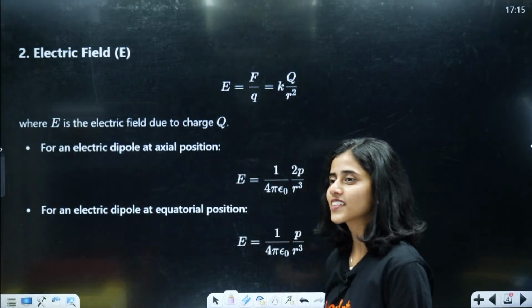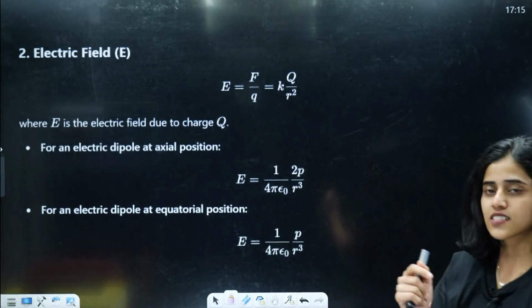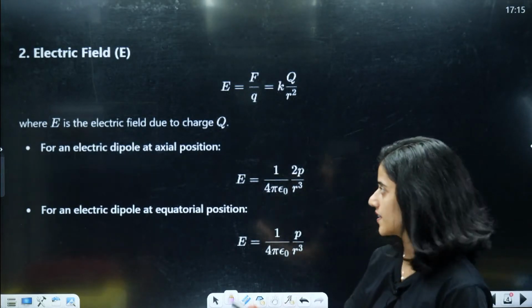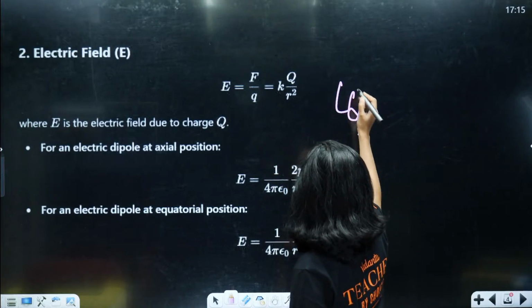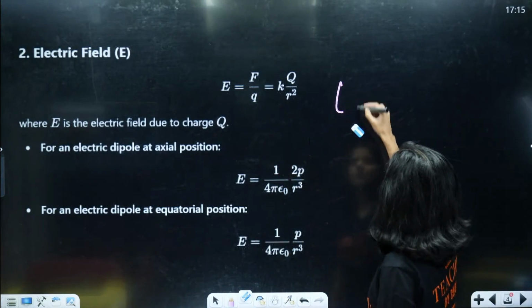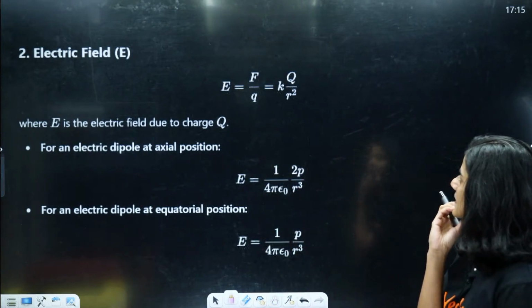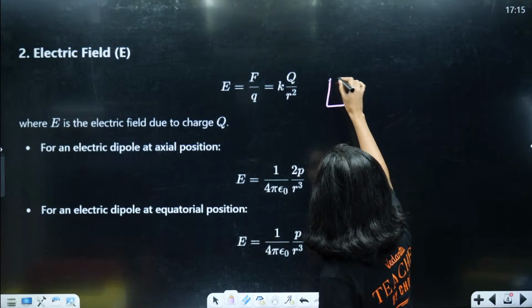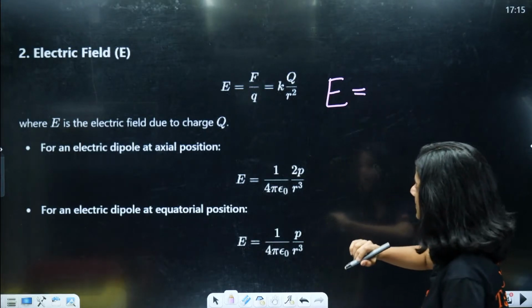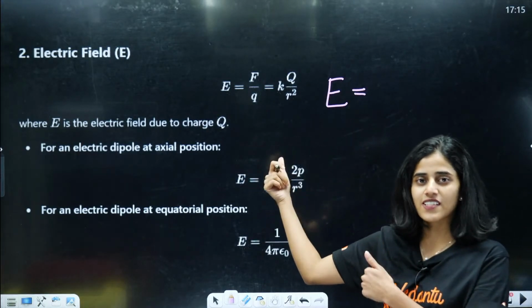Okay. The next formula is the formula for electric field. Please excuse me, I'm just getting used to this board. Electric field E is the force that we discussed in the previous slide.